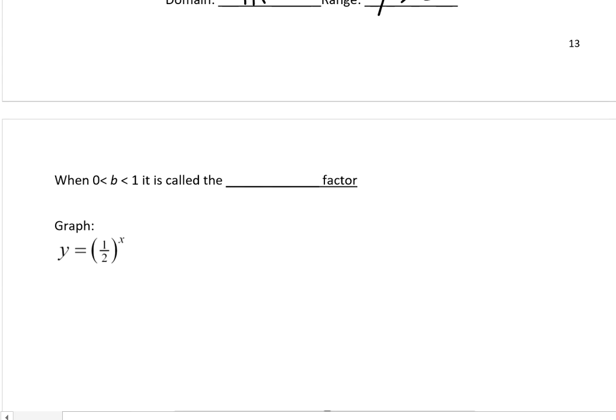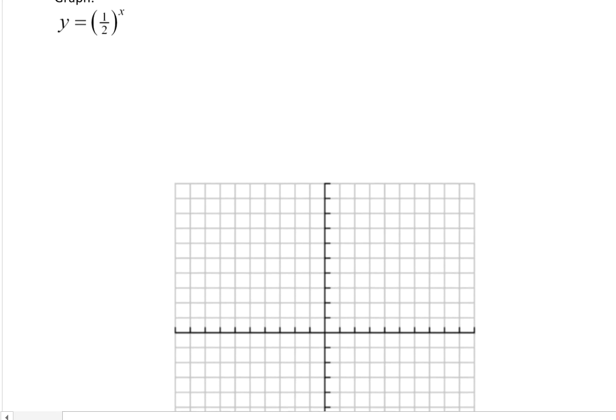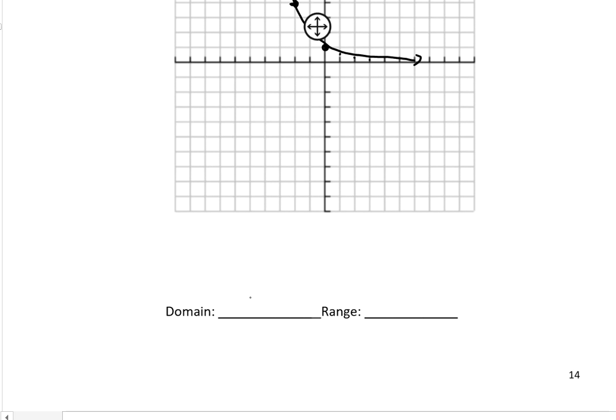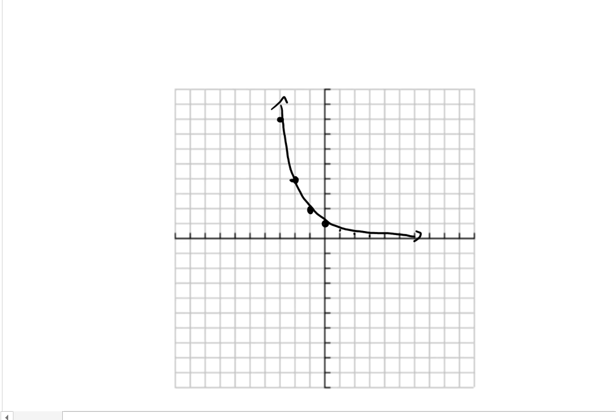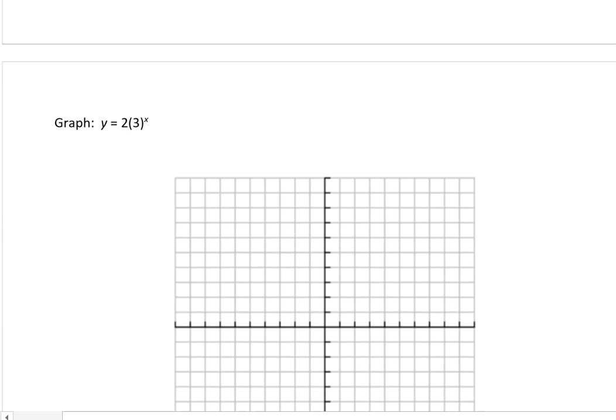When b is between 0 and 1, we call that a decay factor. Similar kind of graph here. And have 1/2, 1/4, 1/8, and then this is going to be 2, 4, and 8. You can see that decay, how it's getting smaller and smaller and smaller. You actually still have the same domain and range as the last one. The two graphs look really similar. The only difference is they're actually reflected over the y-axis between them.